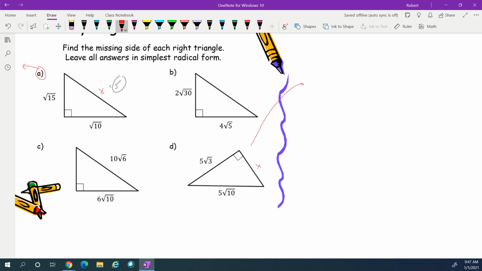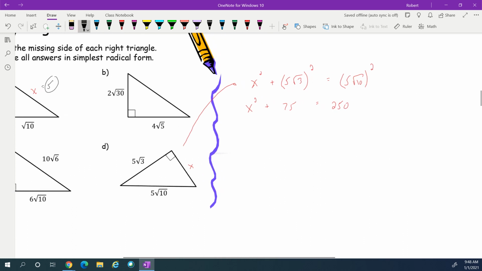We're looking for that leg. So we have one leg squared plus another leg squared equals the hypotenuse squared. And we want to work out these radicals carefully here. 5 square root of 3 squared is 75. 5 square root of 10 squared is 250.